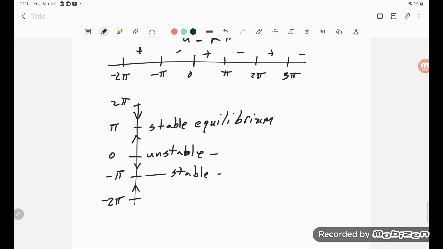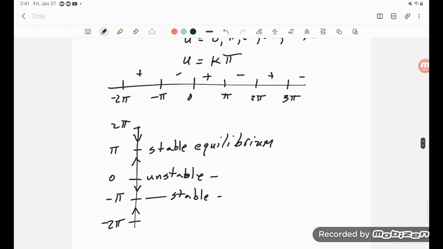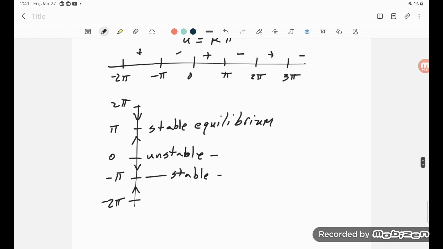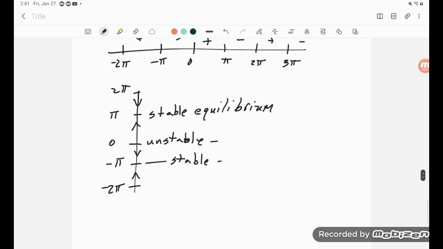And again, if we looked at this from an initial point of view, if we had an initial value at, say, time equals 0, but u, say, at pi over 2 or something like that, then we would see that this should head to pi over the long term.